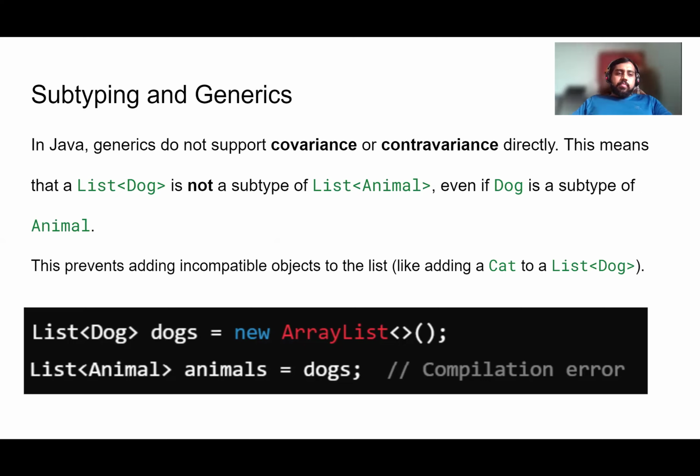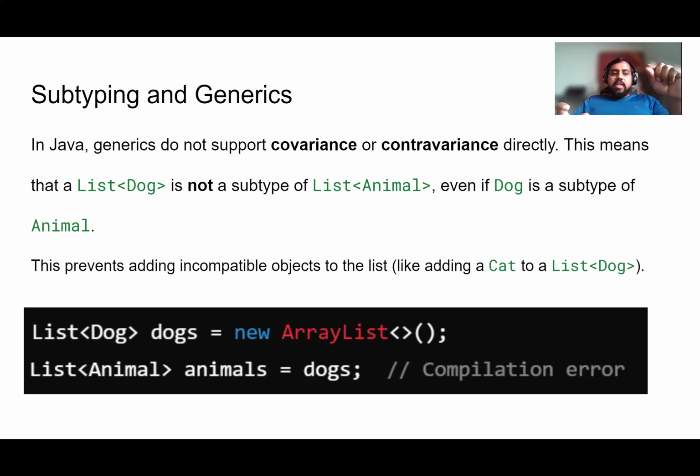Subtyping and generics. In Java, by default, it will not support covariance and contravariance directly. I'll tell you what that means. Suppose in Java I have an Animal class. The child classes of the Animal class are the Dog class and the Cat class. Both belong to Animal. Even though Dog is a subtype of Animal and Cat is also a subtype of Animal.